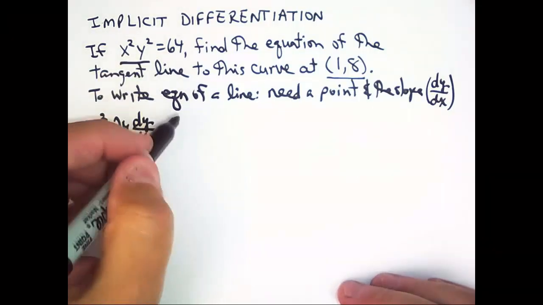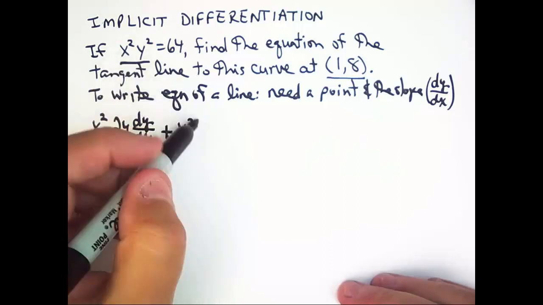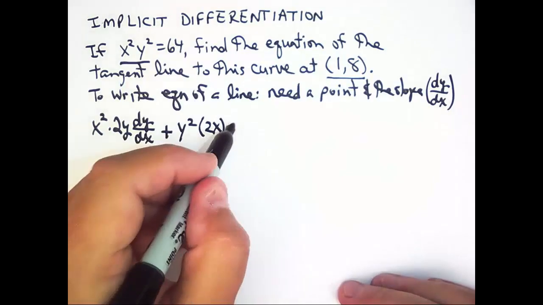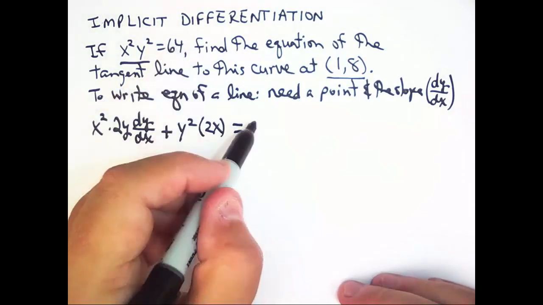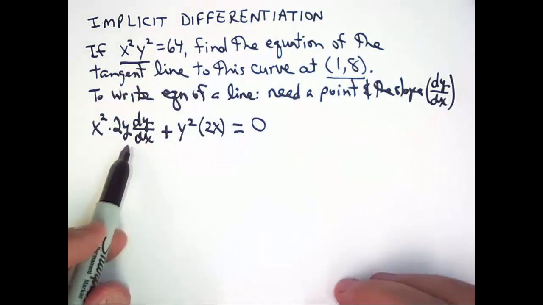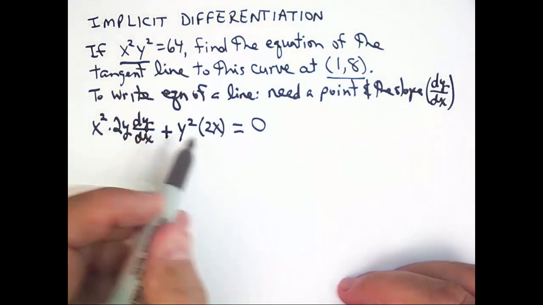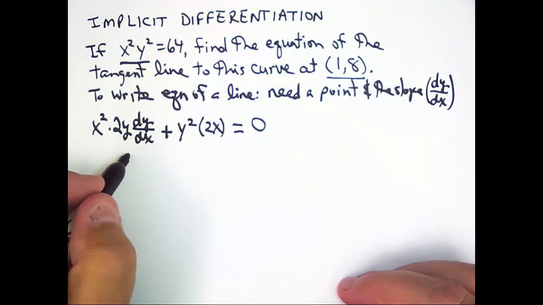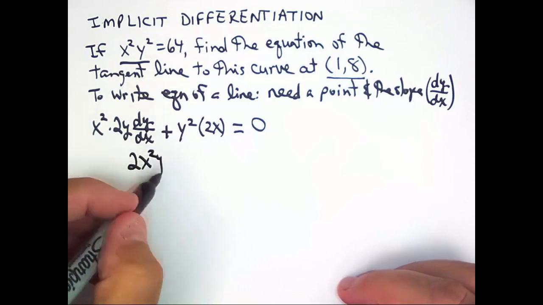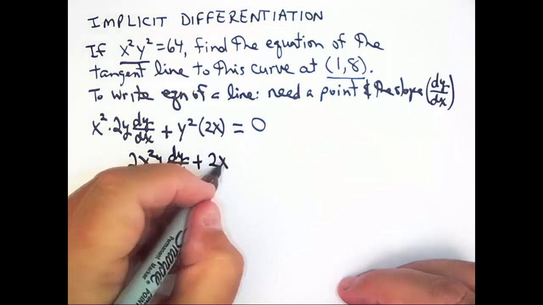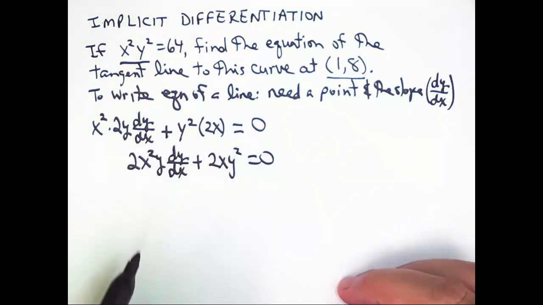Plus, now you reverse it, you take the y squared and you multiply by the derivative of x squared, which is 2x. And then on the right hand side, the derivative of a constant is 0. Now it's just a matter of simplifying it and writing this with dy over dx on one side. So what we really have here is 2x squared y times dy over dx plus 2xy squared equal to 0.